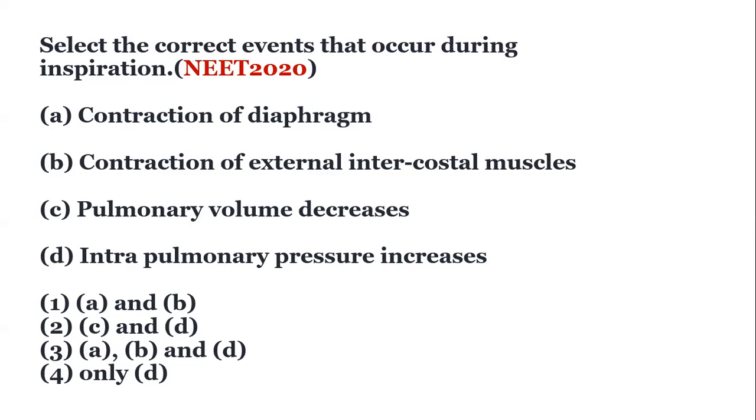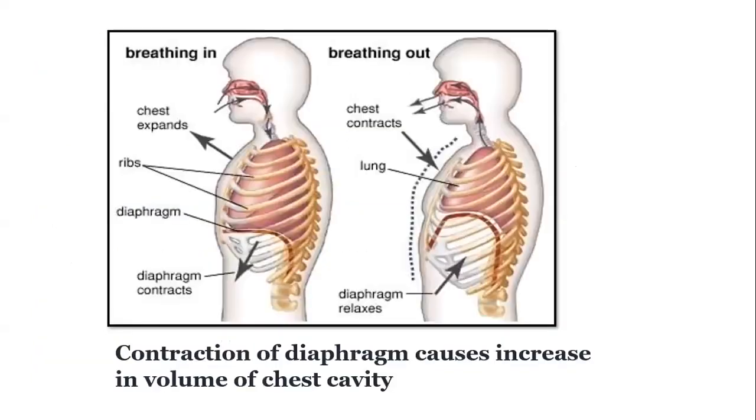So the options have been organized as 1, A and B, 2, C and D, 3, A, B and D, and 4, only D. Now, inspiration is the process in which air enters the lungs. A pressure gradient is created between the lungs and the outside atmosphere.